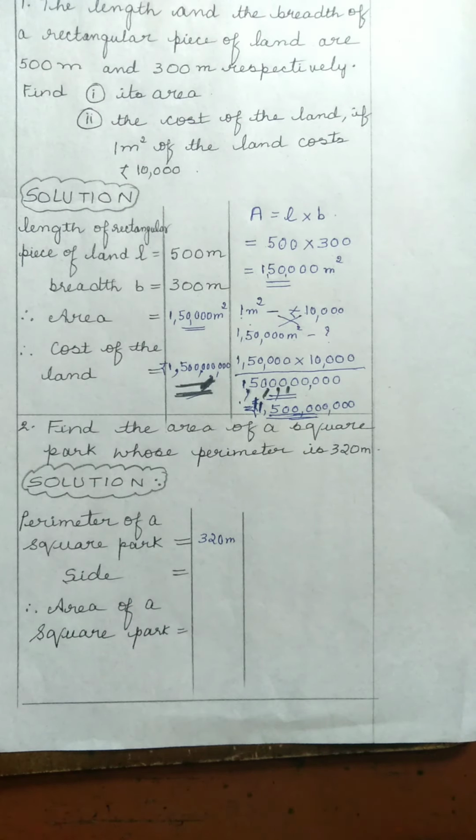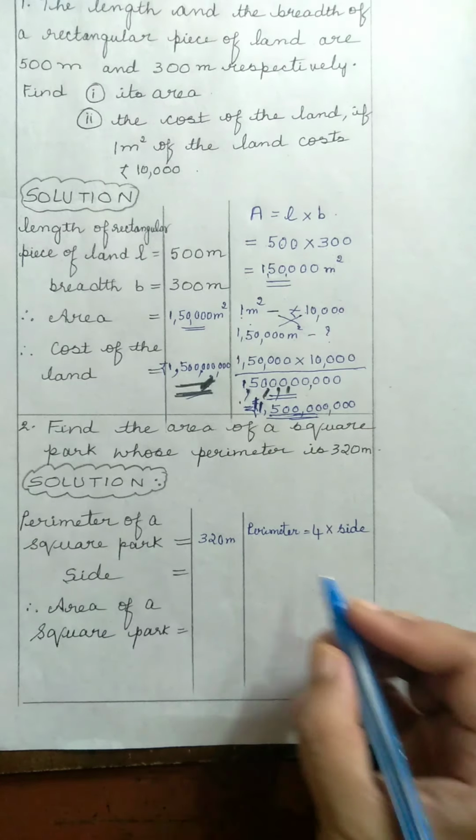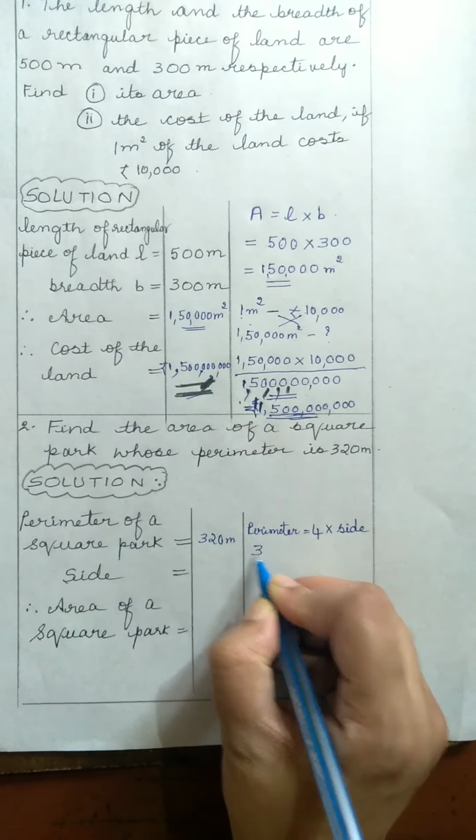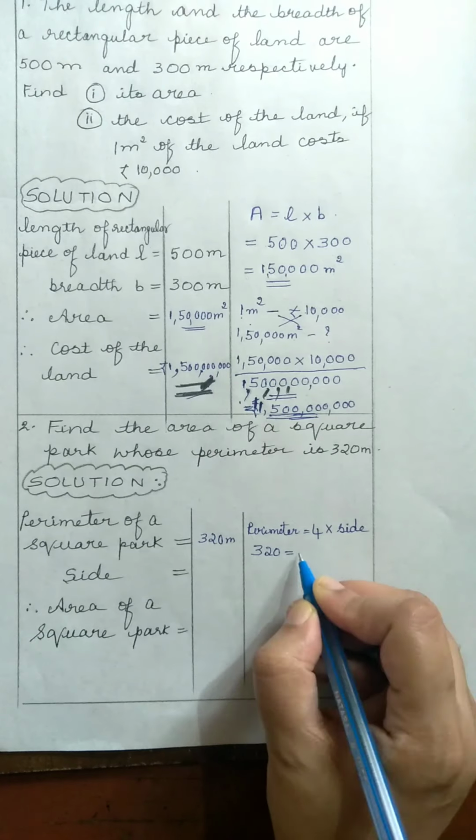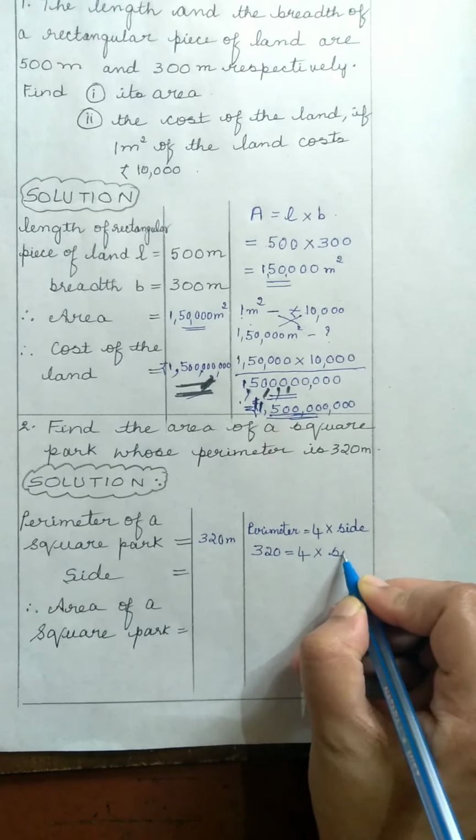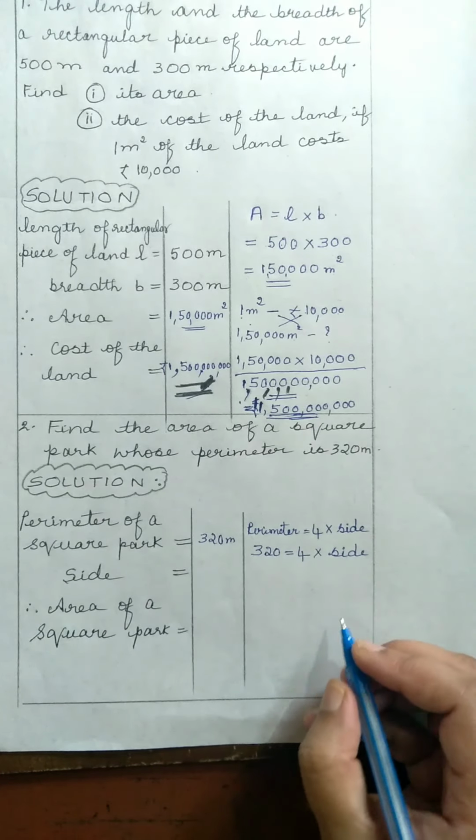To find the area of the square park, children, area of the square is equal to side into side. But in this, perimeter is given. So, through the perimeter, we will find out the side measurement. Then we will apply the area of the square formula. So, we know that perimeter of a square is equal to 4 into side. The value of the perimeter is equal to 320 equal to 4 into side. Now, we want the measurement of the side.